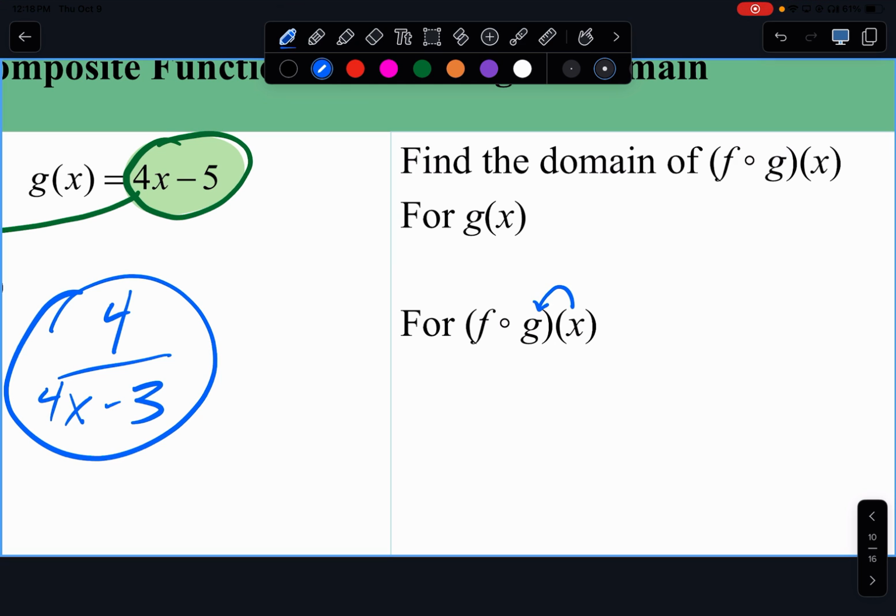Are there going to be any limits to that function? Are there going to be any excluded values? Do we have division anywhere? No, we don't have a division. We don't have any variable in the denominators. Nope, we're good. What about square roots? Are there any square roots here? No. So for that green one, for g of x, our domain is negative infinity to infinity. So no limits so far.